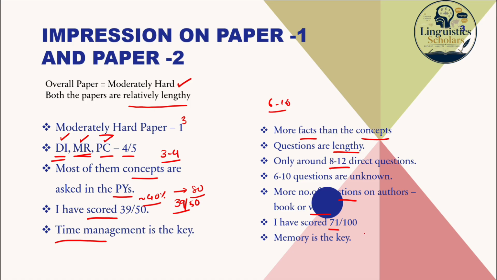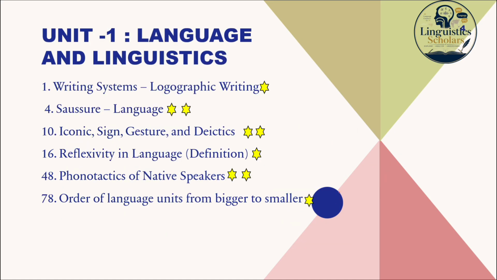So if you prepare thoroughly, you can easily score. But here the key is memory, because many of the questions are based on facts, not on concepts. Only very few are around definitions, which are based on the concept, and the remaining are based on memory, and most of the questions are statement based or list based. So you need a proper understanding of the concept. So memory is the key for paper 2.